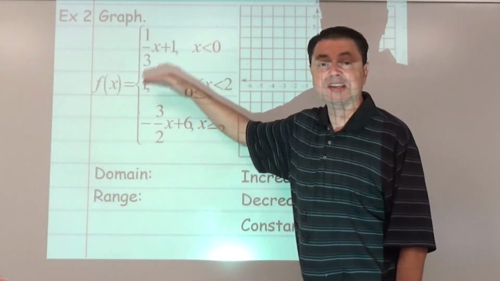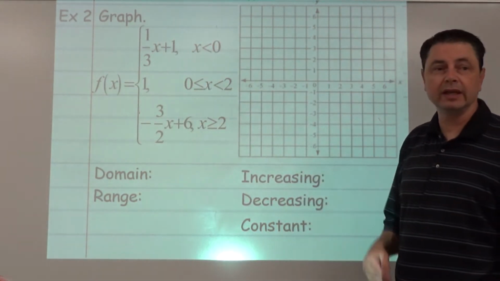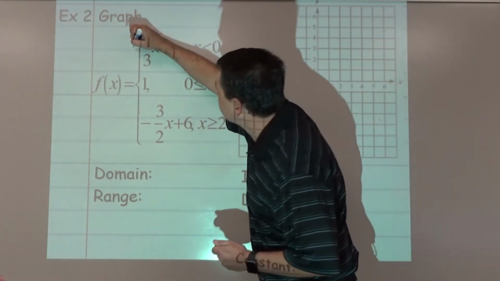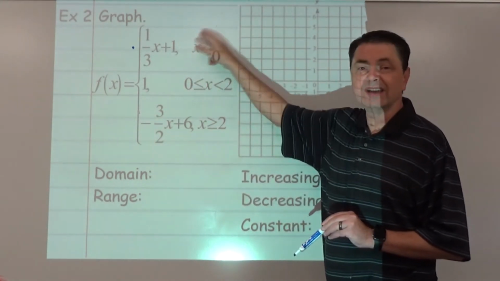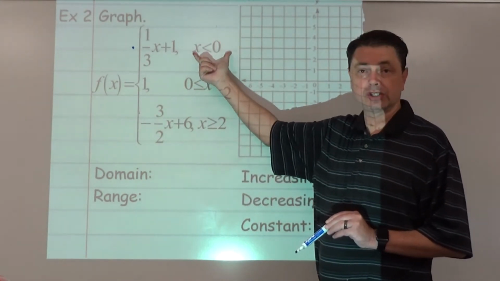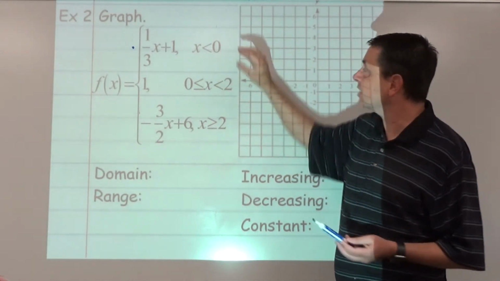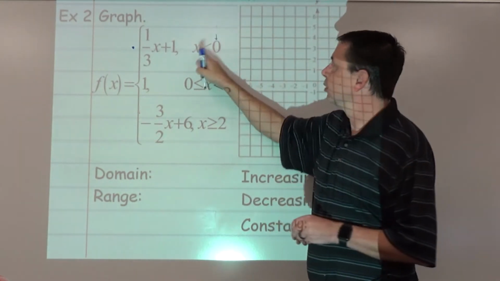We got 3 pieces to our piecewise function. This time we're just going to plug in points. That's going to be our technique, is to plug in points. And we're going to plug in values of x that fit our condition, so they have to be less than 0. But technically, I'm actually going to start with this boundary value and plug that in first.